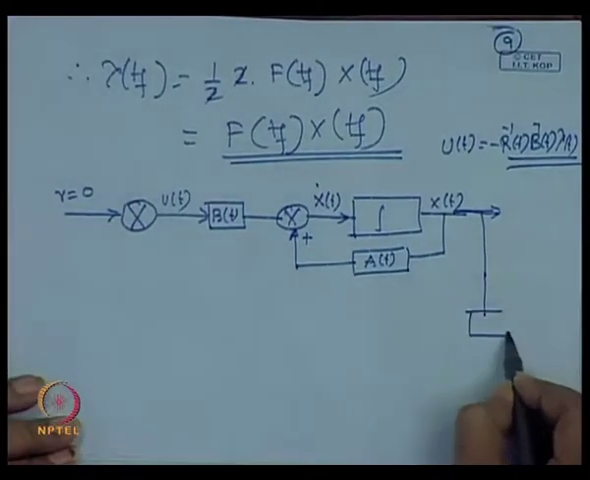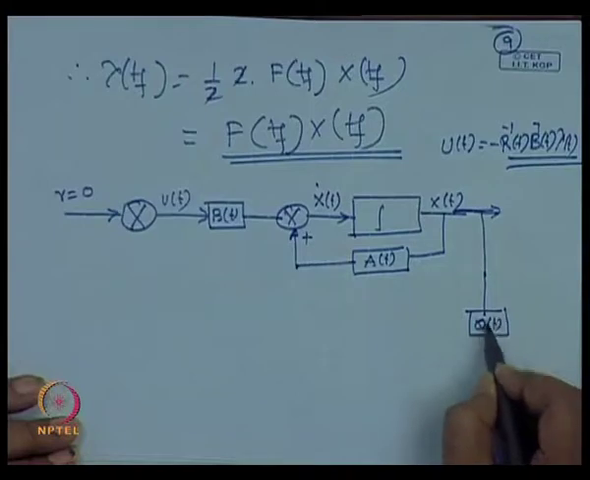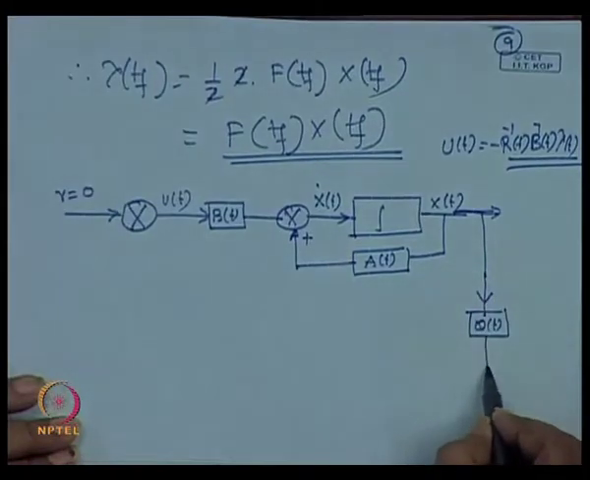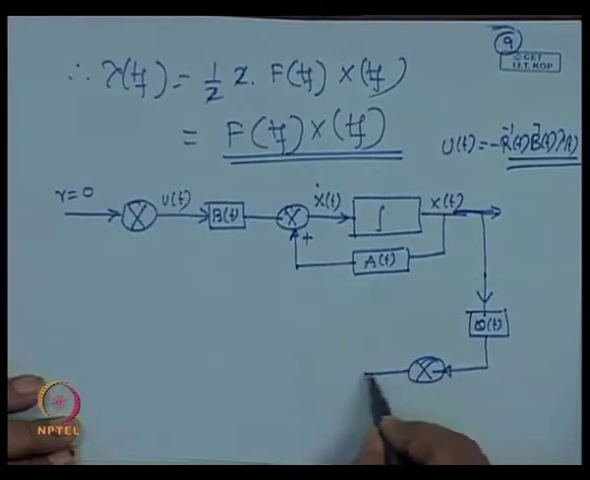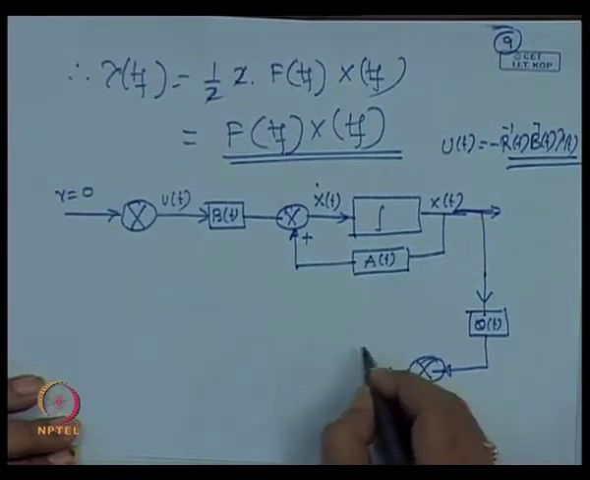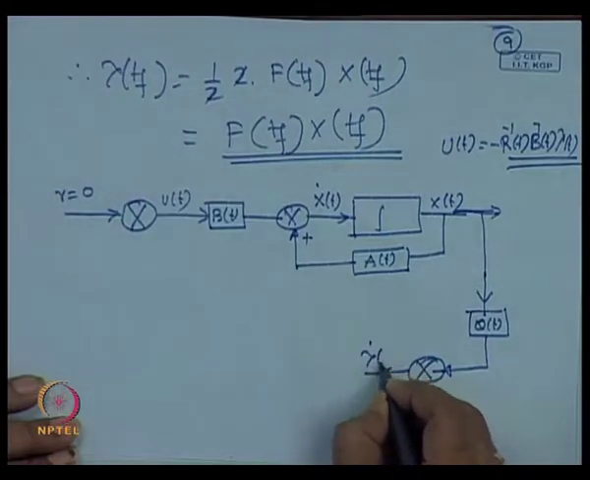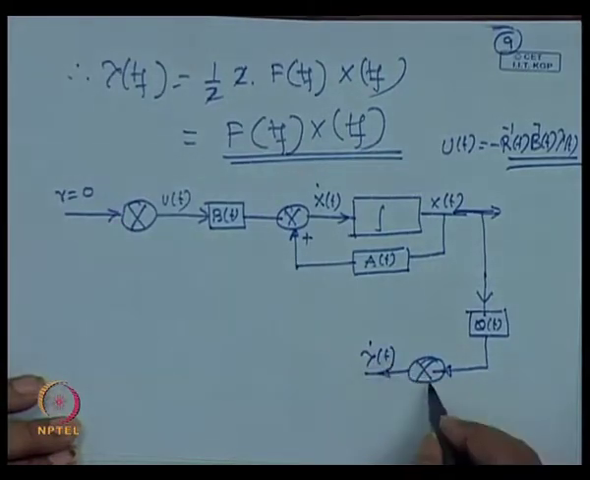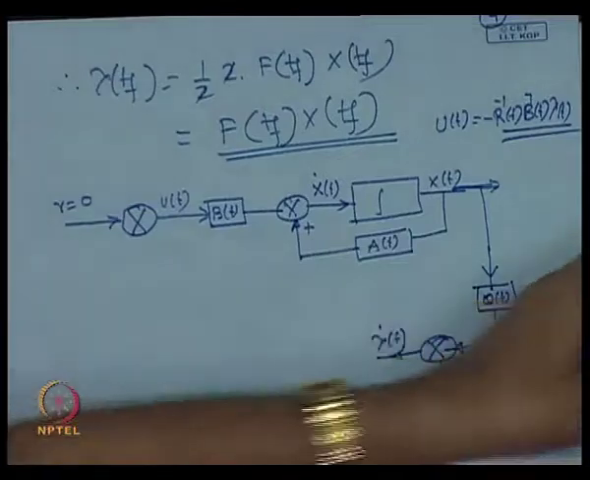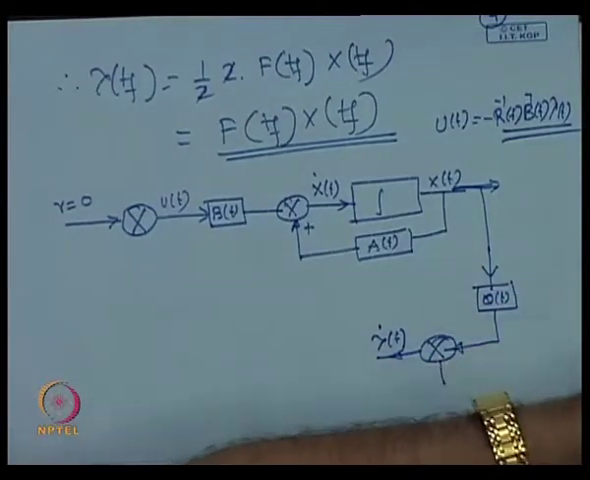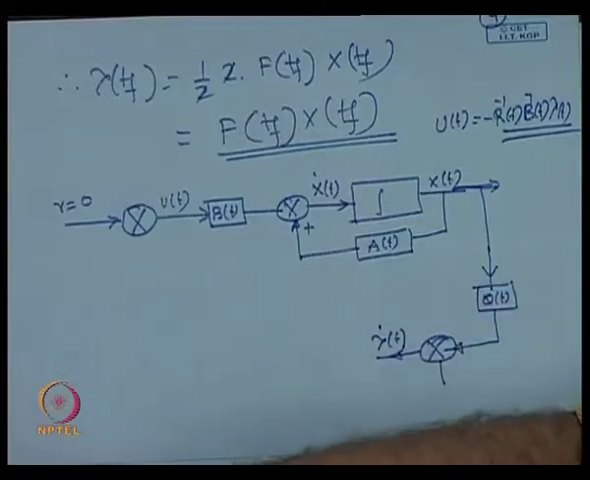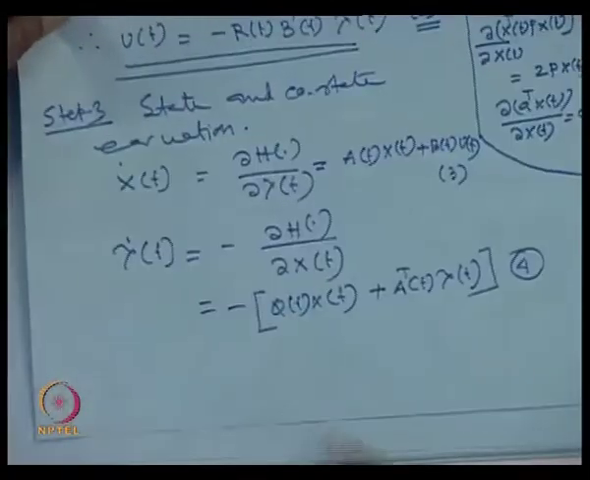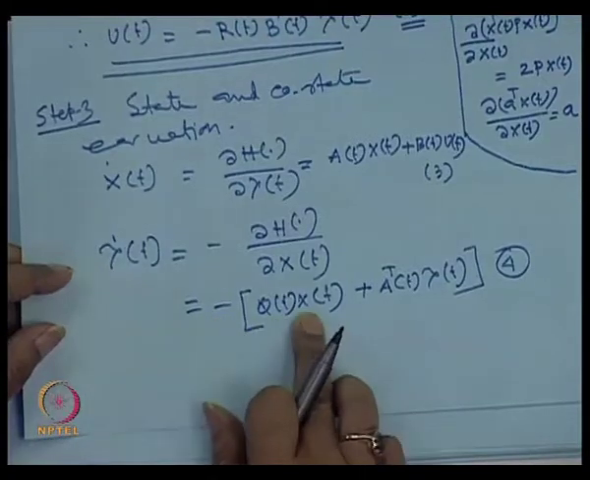Then from there, what is lambda? You see the lambda expression, this is Q of t, then this is coming to here, this is lambda dot of t. And you see the lambda dot of t, what we got here is minus Q x. If you see this one, lambda dot of t here is minus Q x of t.